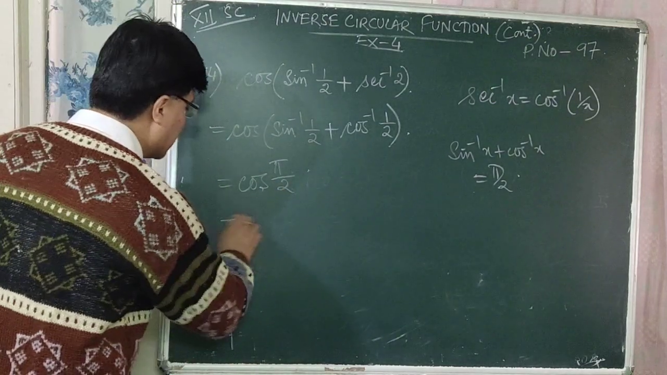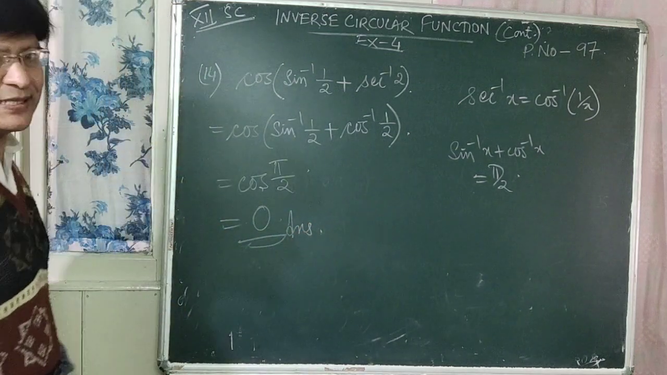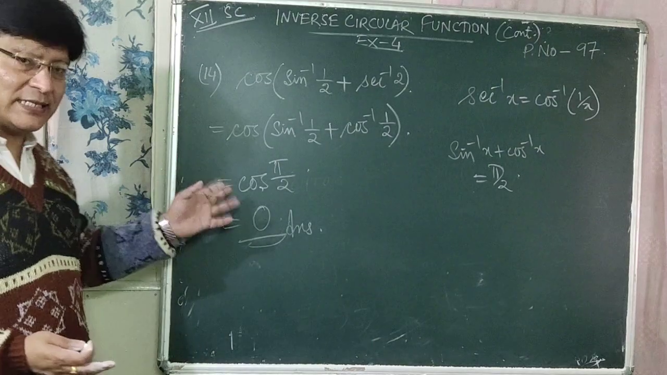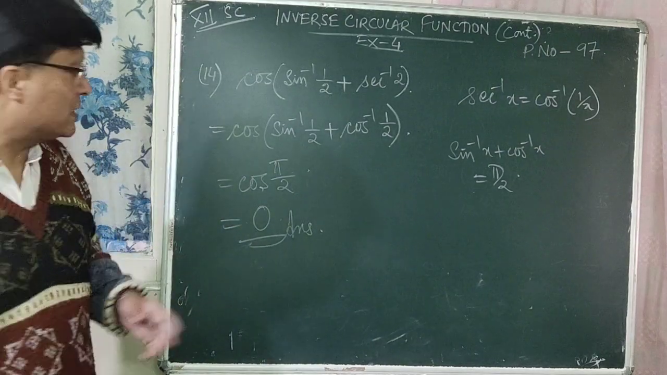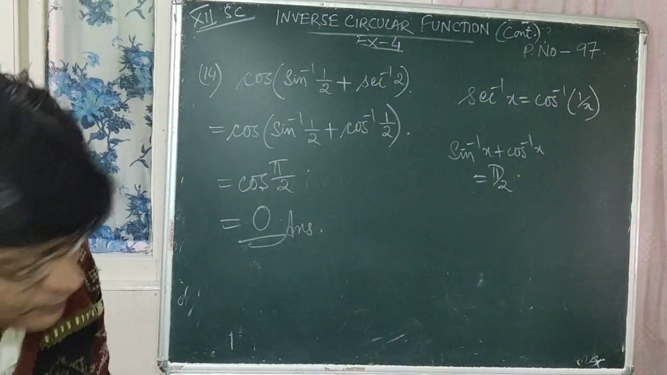So what is the value for cos 90 degree? It is always 0. Pi by 2 means, in terms of degrees, it is 90 degree, and you know that cos 90 degree is always 0. So this is the answer.